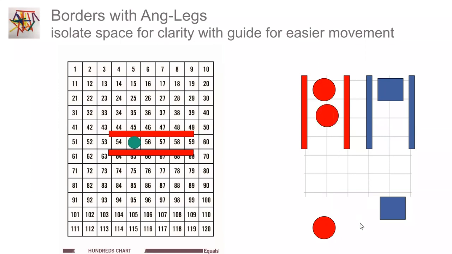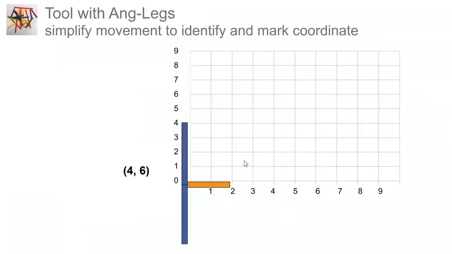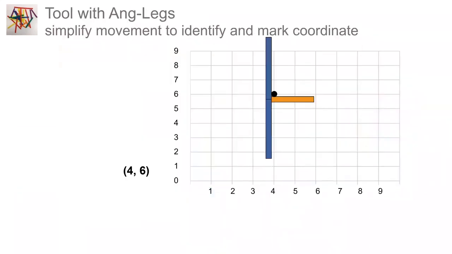For students who are learning to sort, angle legs can be secured on the table or on a work mat with sticky tack, something like that, where the students have a place to just move objects to. And they're essentially matching, but as a beginning sorting activity, that makes a lot of sense for students. You can even use angle legs to create a tool so that students can more easily find and mark a coordinate.